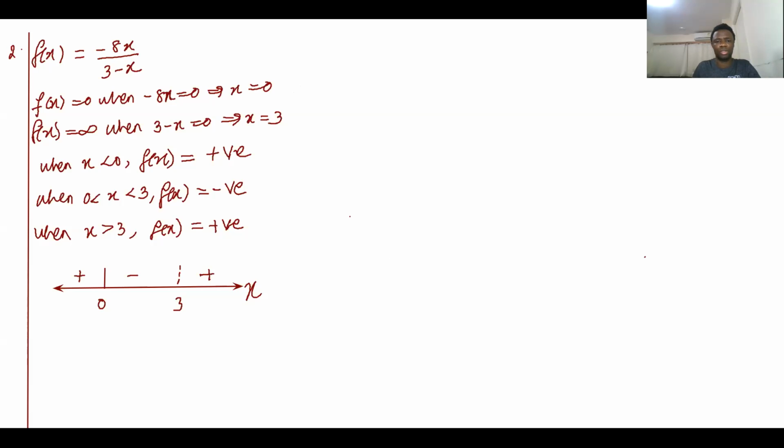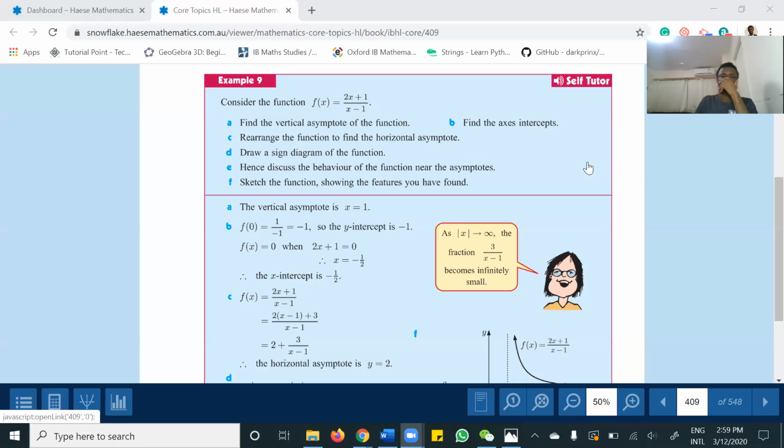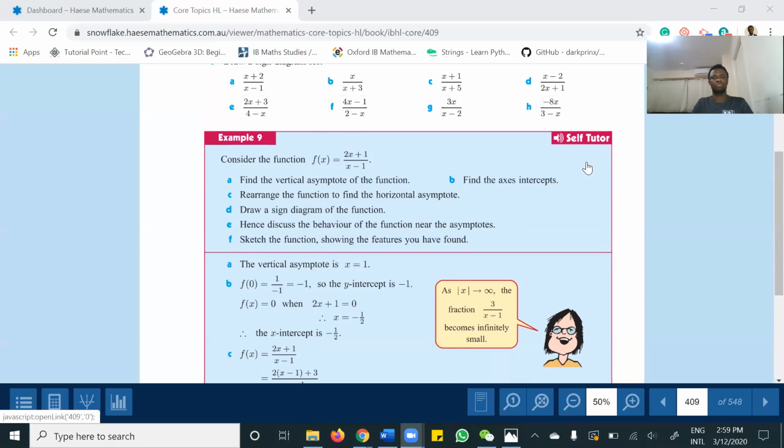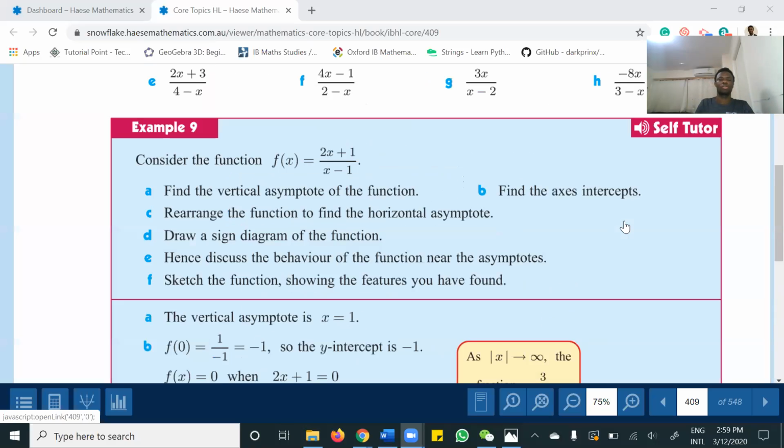Can everybody see my screen? Can you see the book? Only can see the whiteboard. Uh-oh, sorry. Okay, just a sec. Let's use the book so it can be faster. Can you see the book now? Yes. All right. So this is an example in the book. So we can even play the self-tutor so you can hear the explanation.